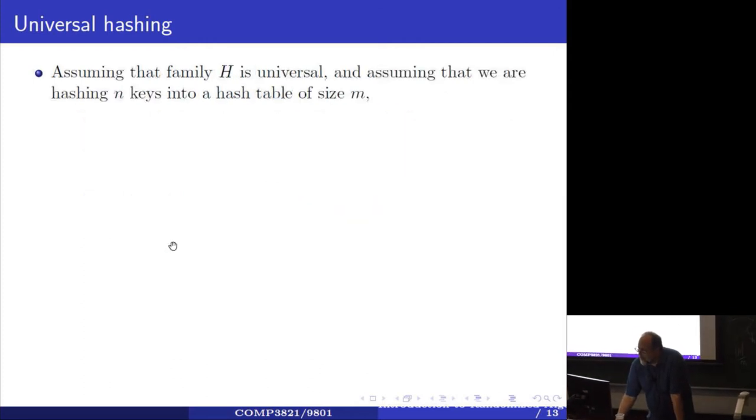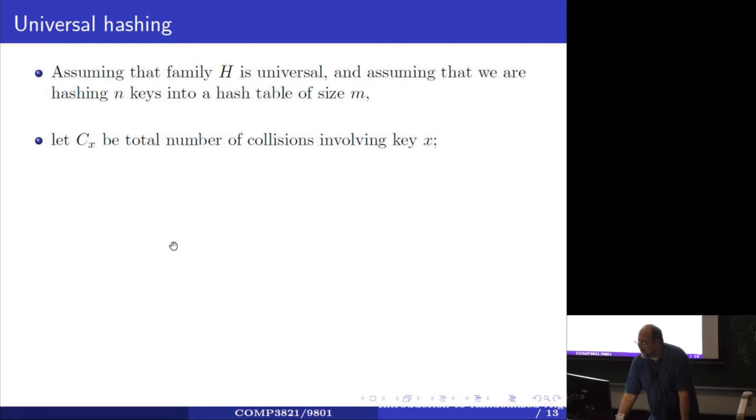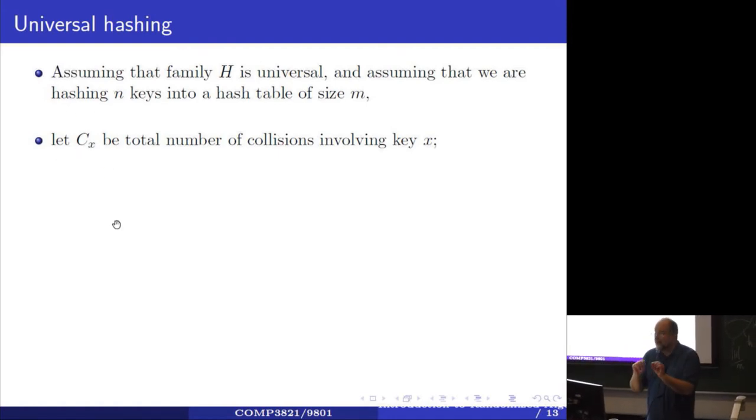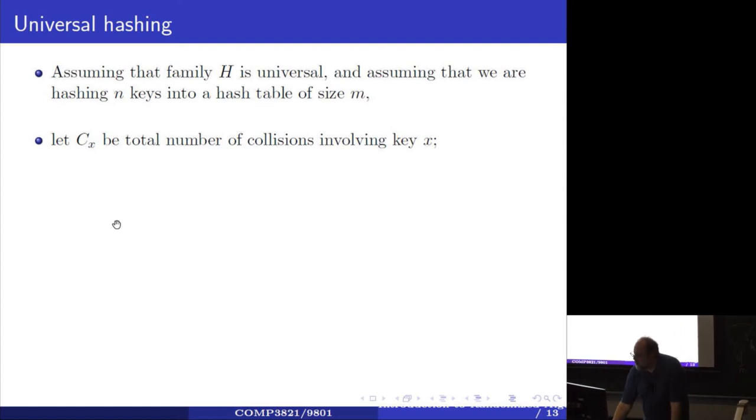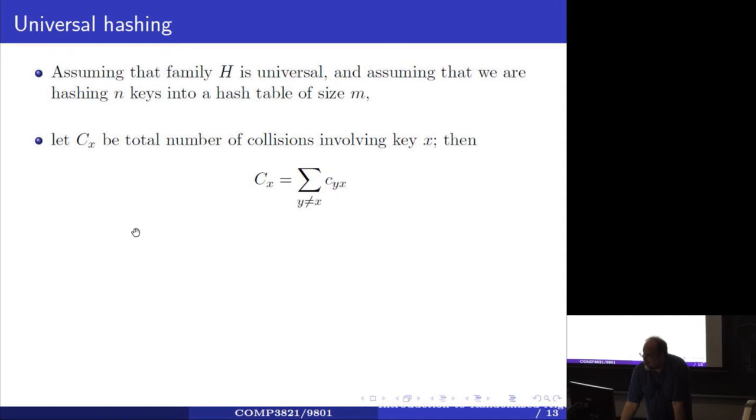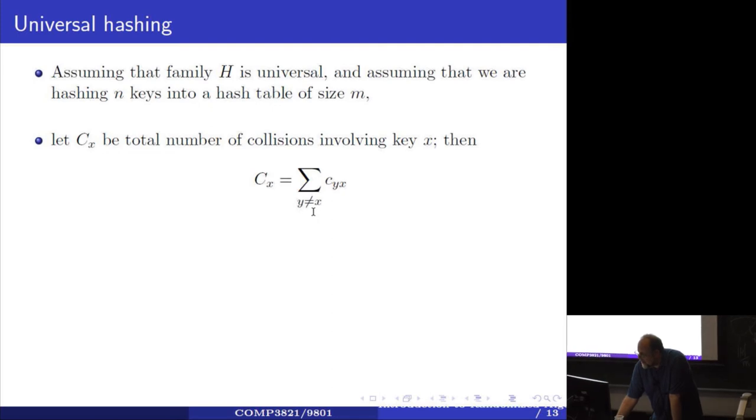So why do we need that? Assume that a family H is universal, and assume that you are hashing n keys into a hash table of size m. Let's denote by c_x the total number of collisions that involve the key x. If key x goes into a particular slot in the table, then the total number of collisions will be the number of elements in the slot minus 1, because you took out x. So the total number of collisions will clearly be the sum of these indicator random variables for all y that are not equal to x, when y ranges over your universe.